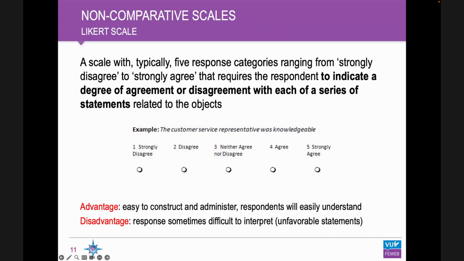What if there is no neutrality? Is it then ordinal? Indeed. Then it would be ordinal. Good.